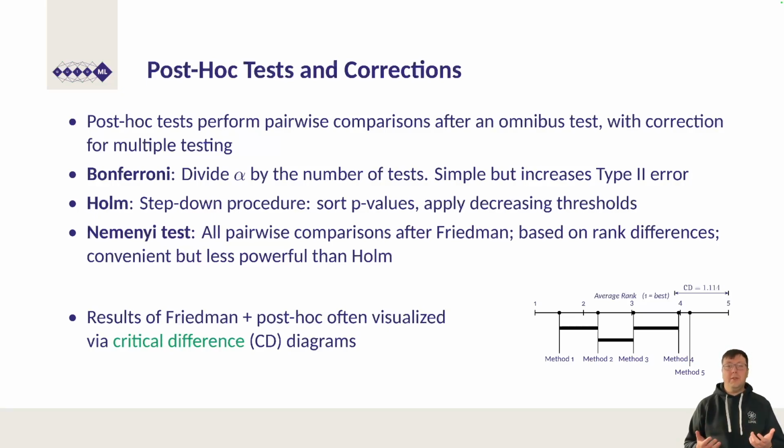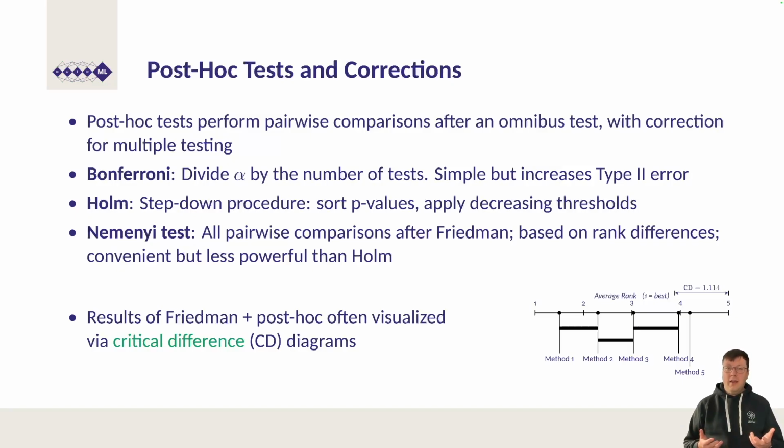The Holm procedure is a step-down method that is uniformly more powerful than Bonferroni while controlling the same family-wise error rate. It sorts the p-values in ascending order and applies decreasing thresholds, stopping as soon as a test is not rejected. In practice, Holm should be preferred over Bonferroni whenever power matters.